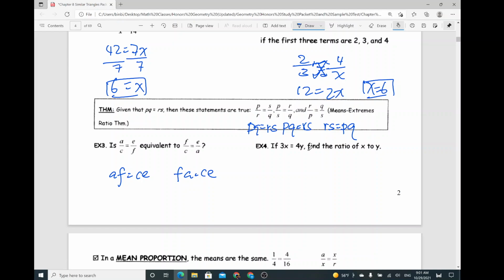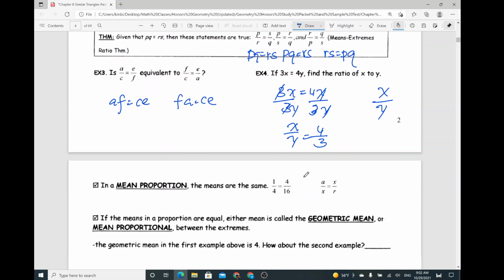Now, 3x equals 4y. Find the ratio of x to y. In order to find the ratio of x to y, we need to come up with the proportion x over y. The way to do it is to divide by 3 first, and at the same time divide by y. So the 3s cancel and the ys cancel. That means x over y equals 4 over 3. So the ratio of x to y is 4 over 3.